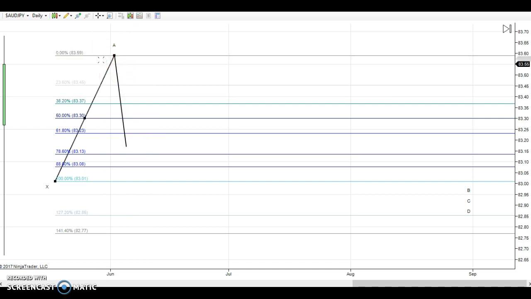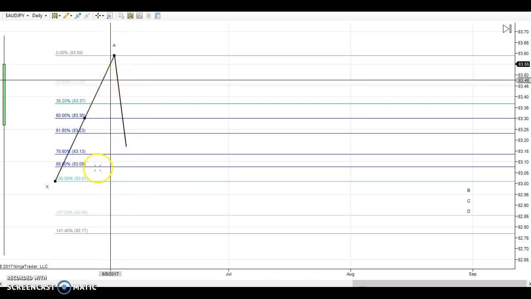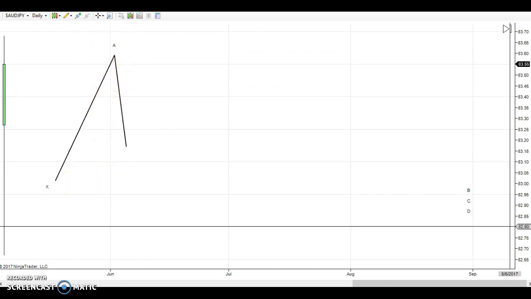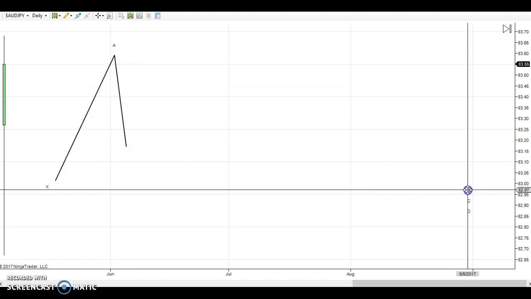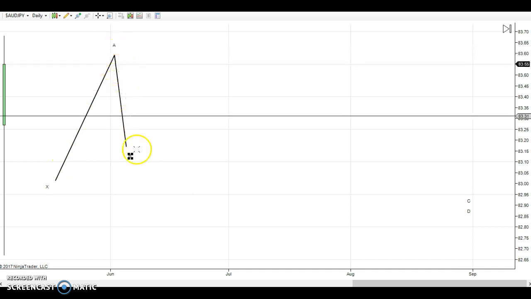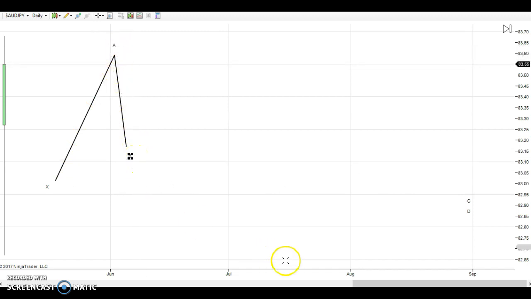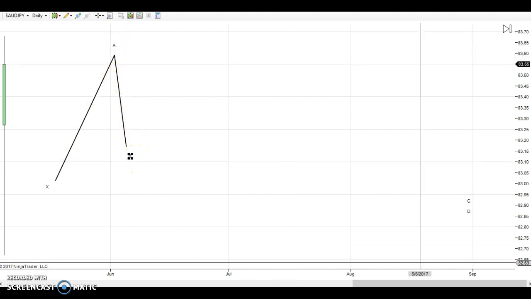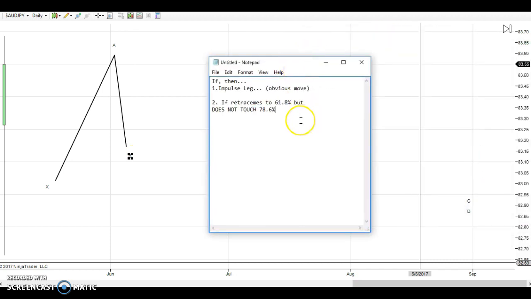Awesome. So let me go ahead and delete this here. We'll go ahead and label this B. So we've got our X to A down to B. And now what's next? What is for our C point? Well, again, we want a 61.8% retracement of the A to B move.